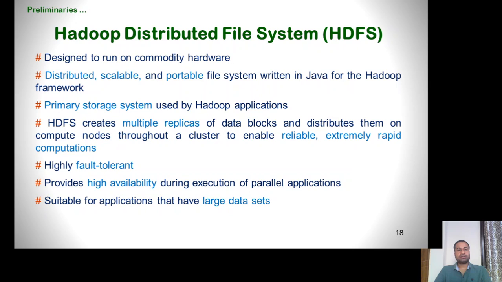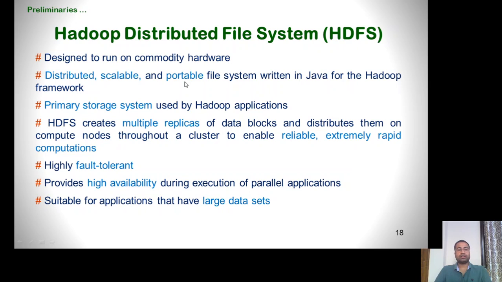So, HDFS is the distributed file system of Hadoop. It is designed to run on commodity hardware. You already know what commodity hardware is. Commodity hardware is an average configured computer. So Hadoop or HDFS doesn't require a high-end configured computer. It is a distributed, scalable and portable file system written in Java for the Hadoop framework.